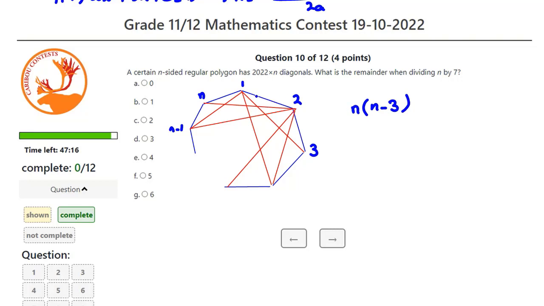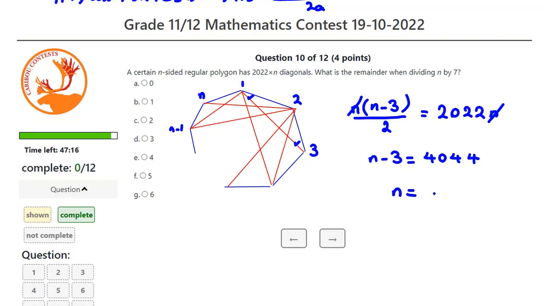But with this calculation, we calculate each diagonal twice. There's now 1, 3 from both 1 and 3. So we should divide this one by what? By 2, number of diagonals. It is equal to what? 2022 times n. So if we divide both sides by n, and then multiply both sides by 2, it's 4044 plus 3. So n is what? It is 4047.